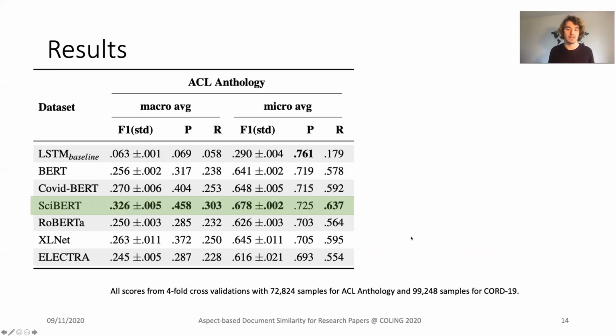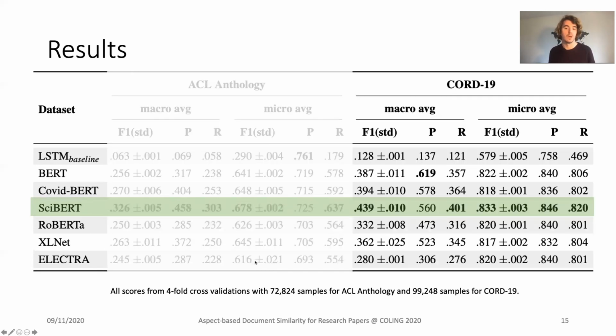For the ACL dataset, SciBERT achieves the best results. We have in particular for the macro average a large margin compared to the other methods. Generally, the difference between macro and micro is caused by the unbalanced class distribution that we saw before. For the CORD-19 dataset, we see a similar outcome. Again, SciBERT achieves the best results.